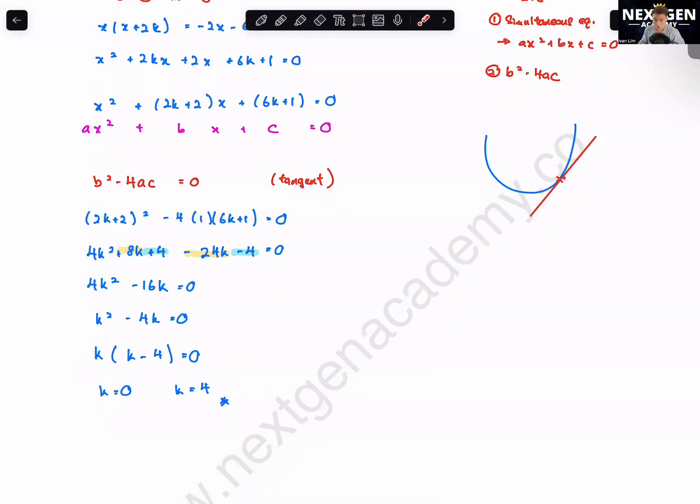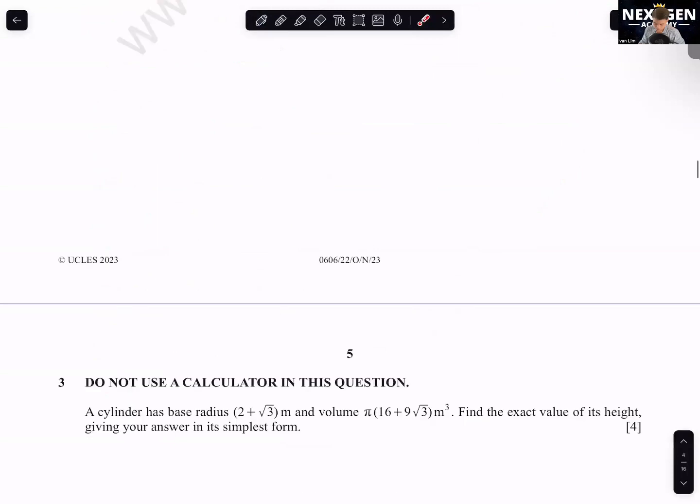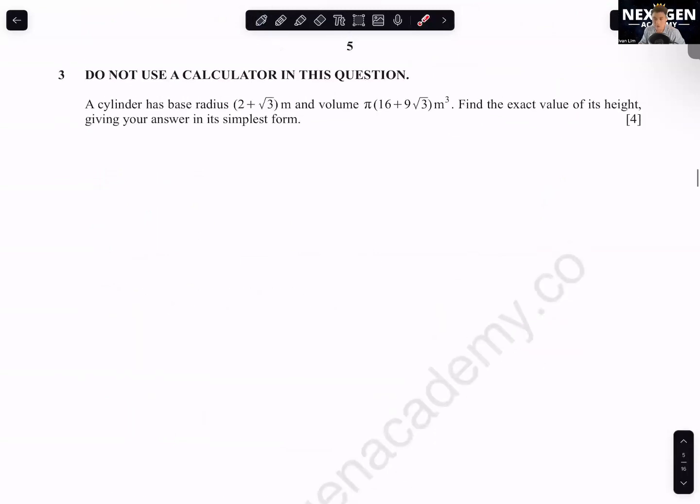Let's go to question 3. Question 3. Do not use a calculator in this question, so take out your calculator. You all go type it in. You use the calculator to check your answer. So, a cylinder has base radius.